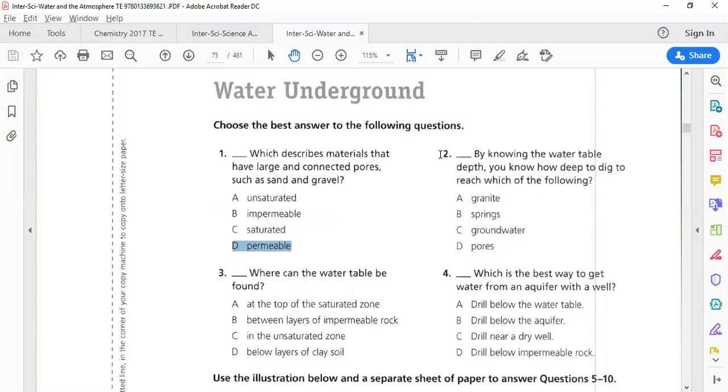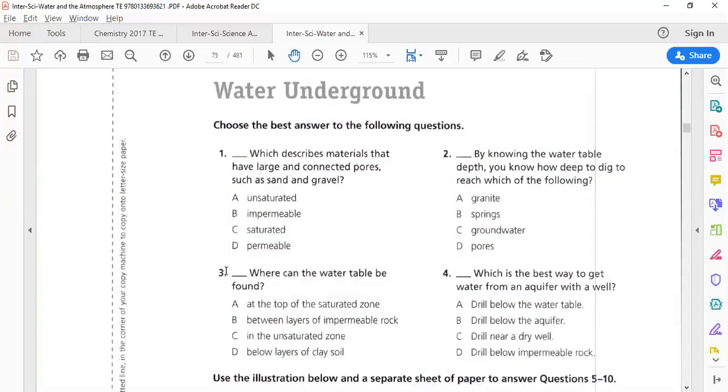Number two, by knowing the water table depth, you know how deep you dig to reach which of the following: granite, springs, groundwater, or pores. The best answer for that will be groundwater, because I will dig deeper than the water table to get groundwater. So C, groundwater, will be the answer for number two.